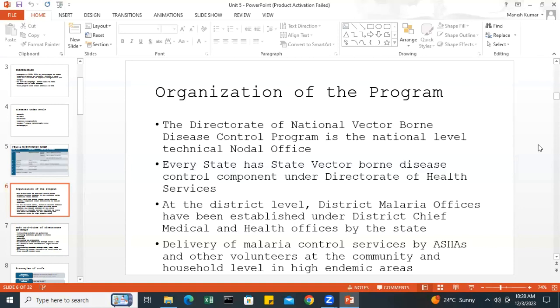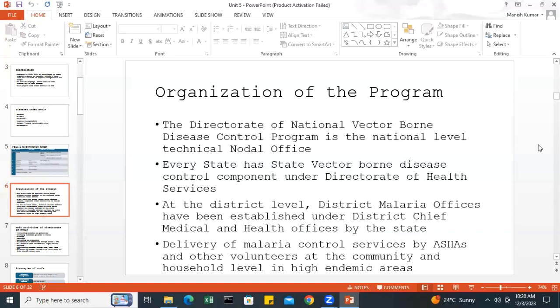Yes, we have the state malaria officers looking after the National Vector Borne Disease Control Program. And at the district level, there is only one district malaria officer, right? Yes. Now this is something very interesting. We have converged multiple health programs into the vector borne disease control program, but traditionally these nodal officers are still known as malaria officers in their respective offices.